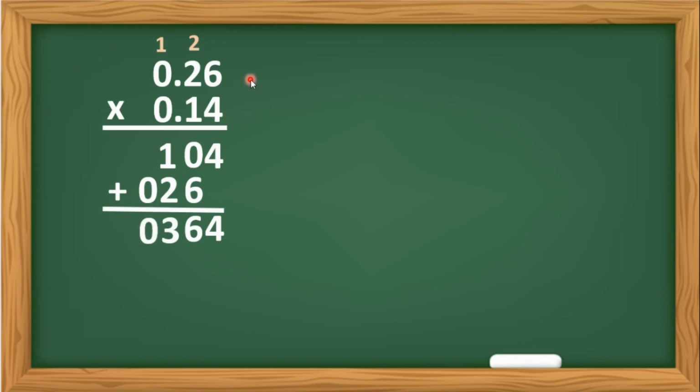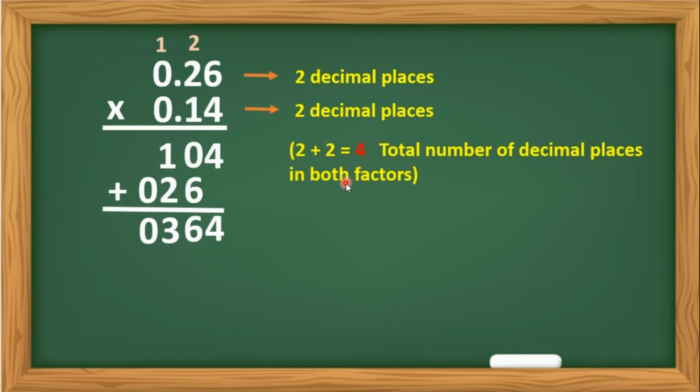Right. So, bibilangin na natin ang decimal places. First factor has 2 decimal places. Itong 26, ang digits ay 2 and 6. So, 2 decimal places. Another factor has also 2 decimal places din, yung 1 and 4, 2 digits. So, 2 decimal places. 2 plus 2 is 4. The total number of decimal places in both factors, itong dalawang factors na ito, ay 4. Therefore, ang decimal places ng ating product ay 4 din siya. So, dapat 4 decimal places.